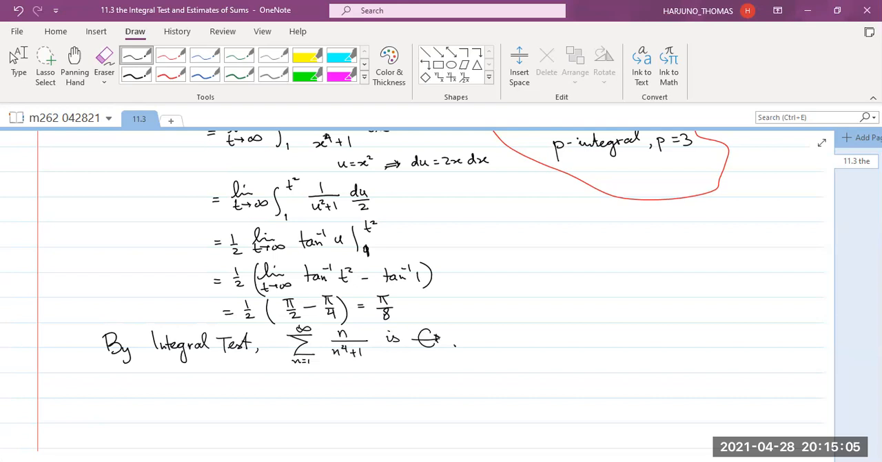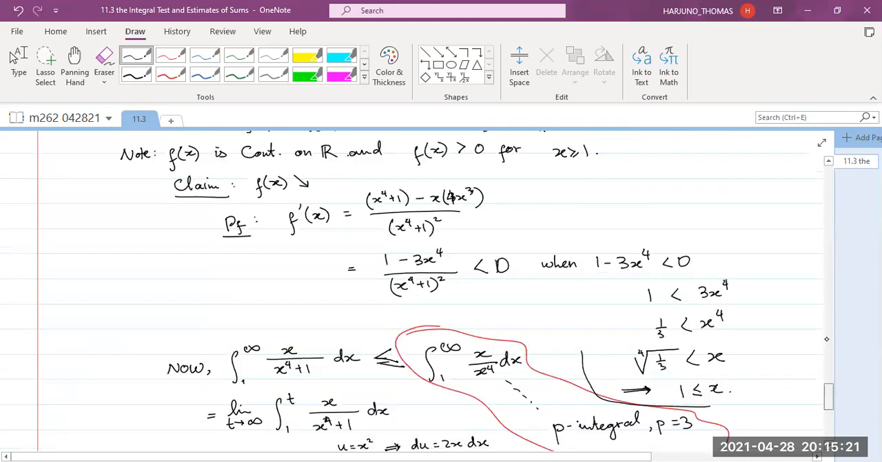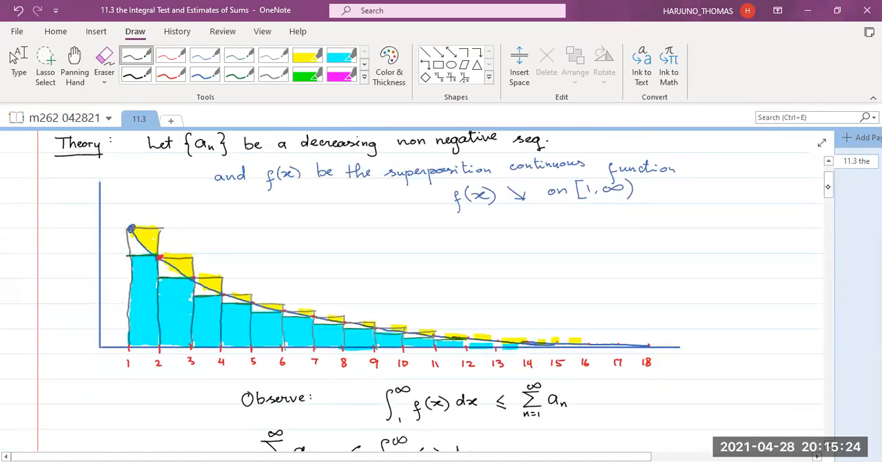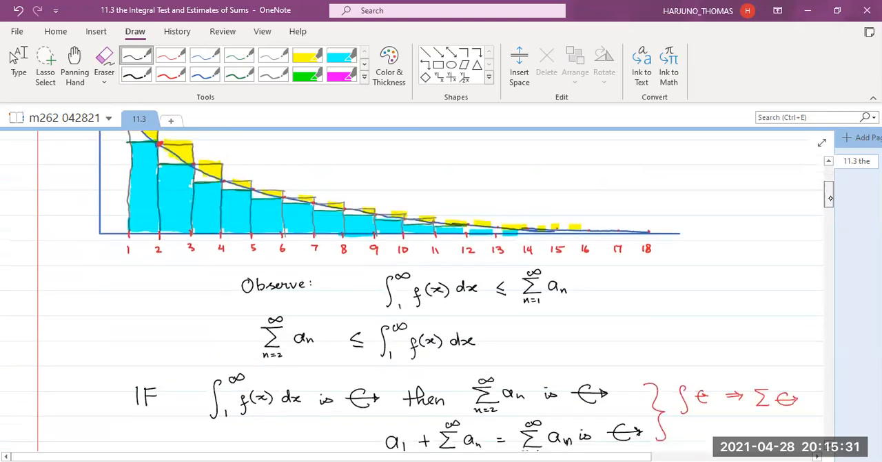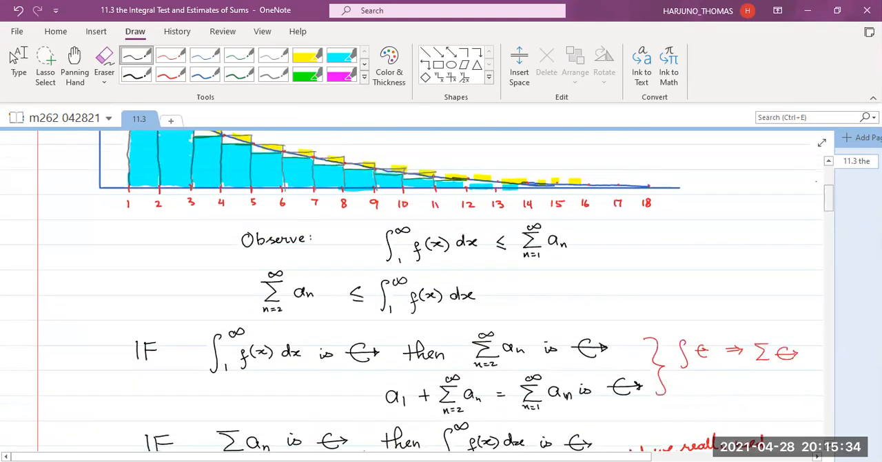Now, I want to go on further to do the estimate. Let's look back here. Notice that the integral from 1 to infinity is bounded above by the sum from 1 and bounded below by the sum from 2. You see that?